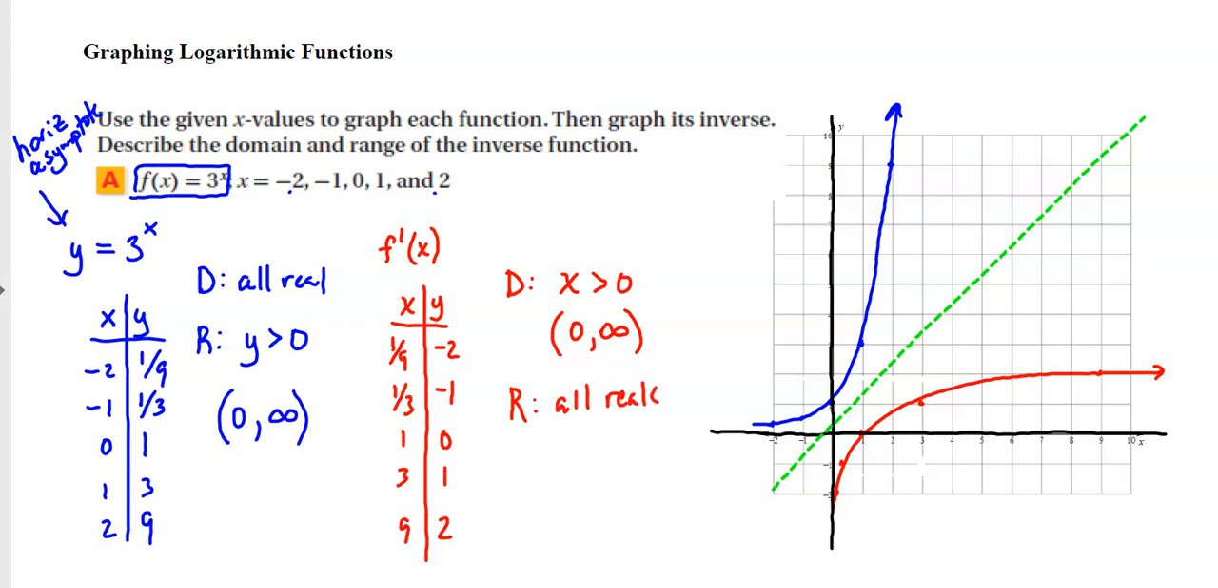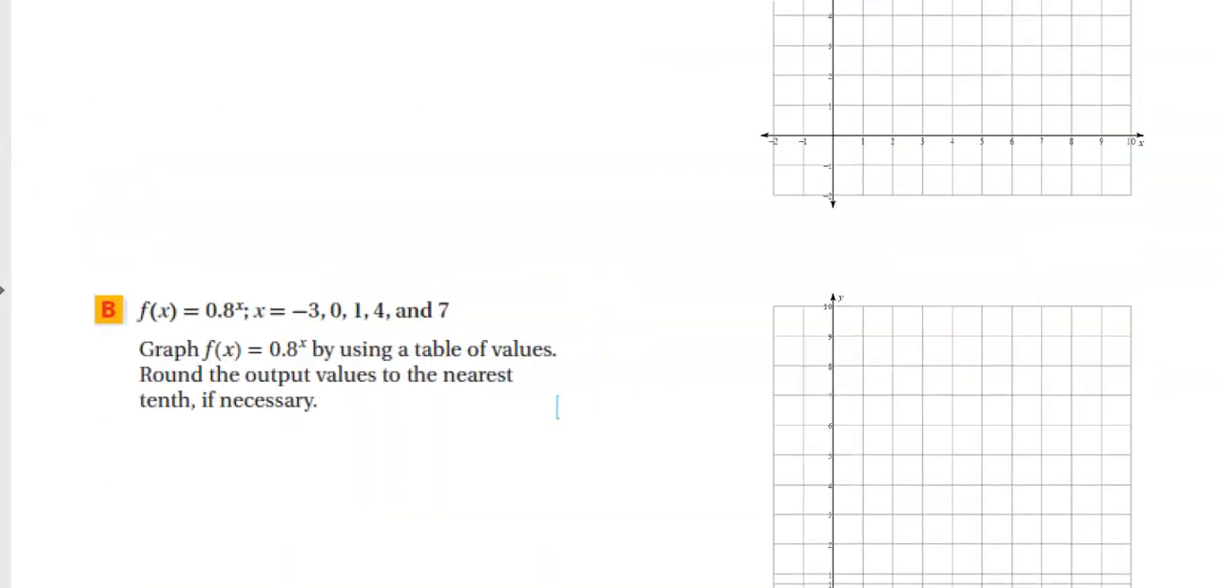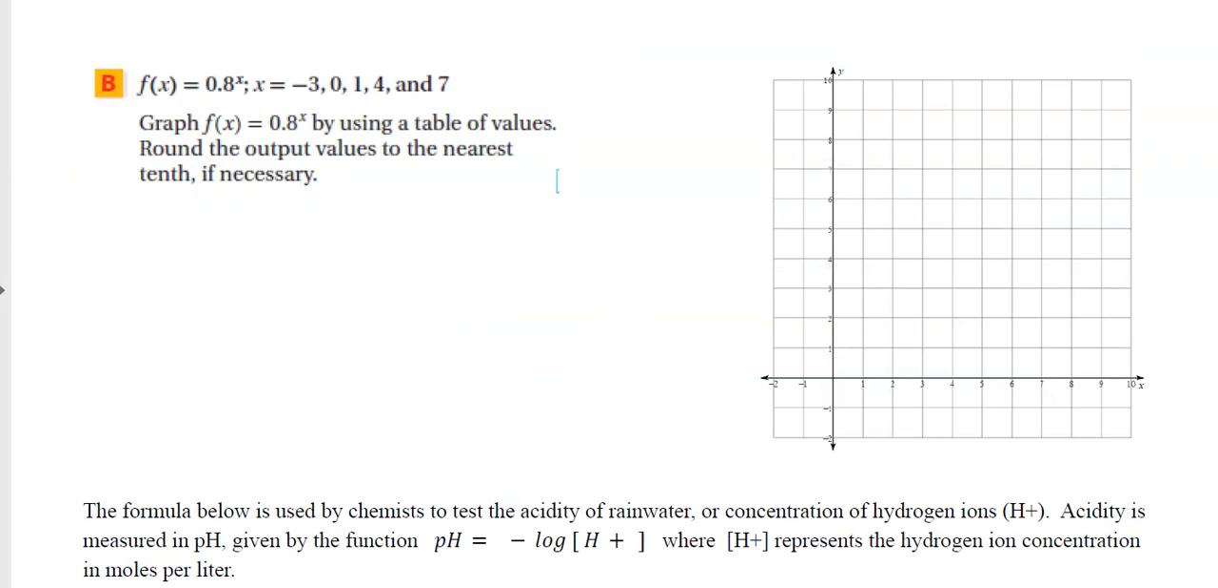The big thing you need to understand from this is that the domain and range flip-flop from the original function to its inverse. All you really have to do is just reverse these two, and they end up being the inverse's domain and range reversed. All right, next one.